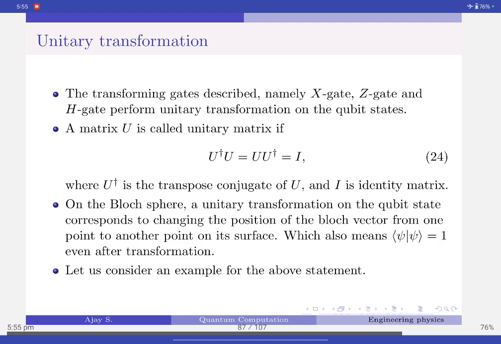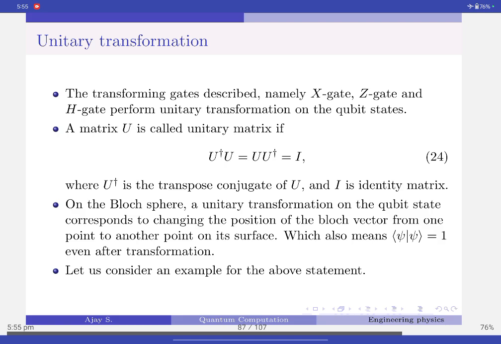The transforming gates we described, X gate, Z gate, Hadamard gate, phase gate, perform what is called a unitary transformation on the qubit states. What do we mean by a unitary transformation? A matrix U is called a unitary matrix if it satisfies equation 24.